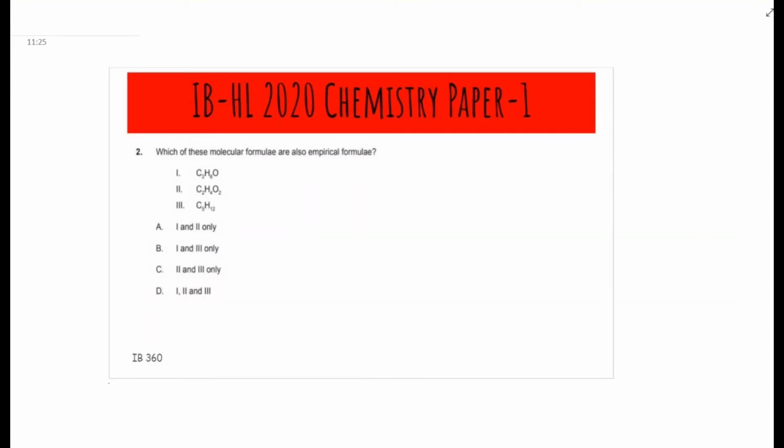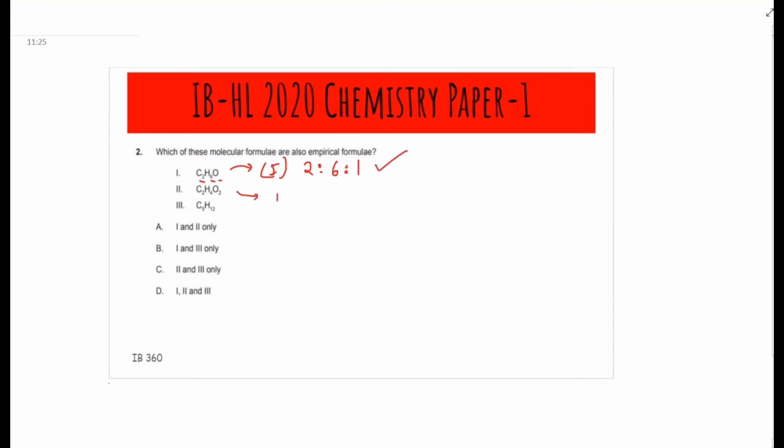In this question, you need to identify which of the following molecular formulas are also empirical formulas. Our basic concept is that in any empirical formula, the coefficients of the atoms of the molecule are at the simplest ratio. That means you can't reduce the ratio further. In the first option, the ratio comes out to be 2:6:1, and we can't reduce this further. So this is an empirical formula.